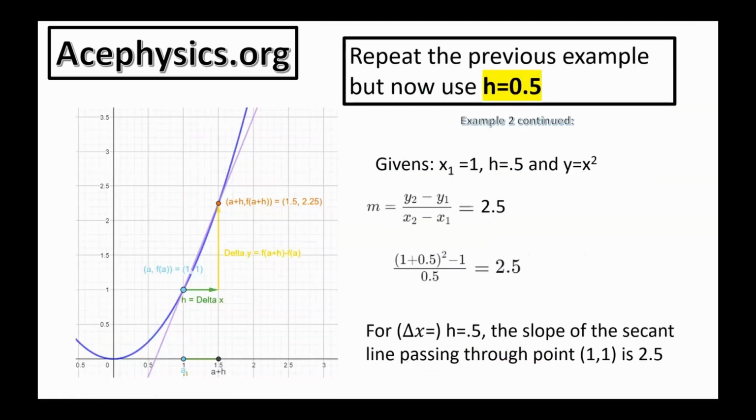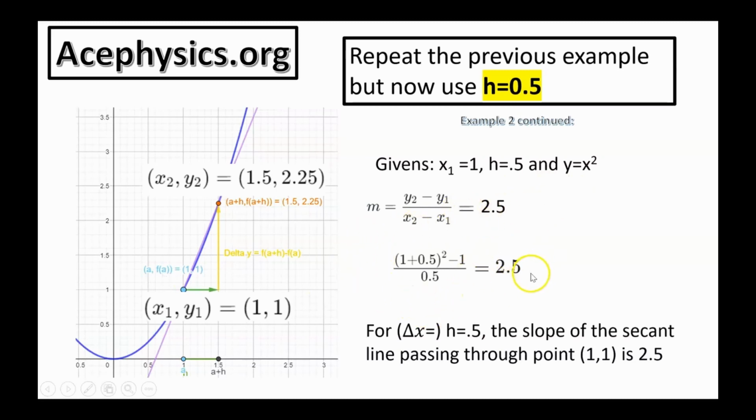Now let's repeat the previous example, but we're going to use a point closer to 1, 1. H is 0.5 in this case, it's not 1. In this example, what we're given is x1 is 1, h is 0.5, it's the same function, y equals x squared. Now we have 2 points, x1, y1, the given point, 1, 1, and x2, y2, 1.5, 2.25. We can use these to calculate the slope. You can also use the formula I calculated a couple slides ago, and what you find is when the point gets a little bit closer, the slope of the secant line changes, and now the value is 2.5. For delta x equals h equals 0.5, the slope of the secant line passing through point 1, 1 is 2.5.